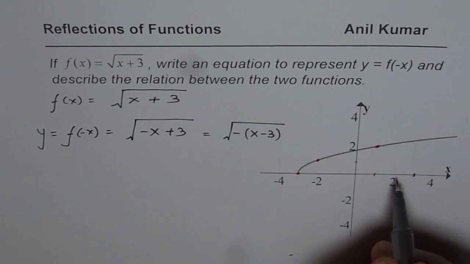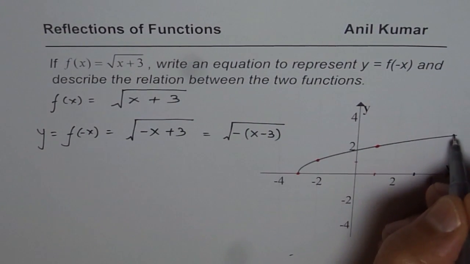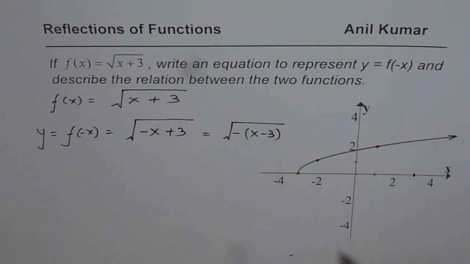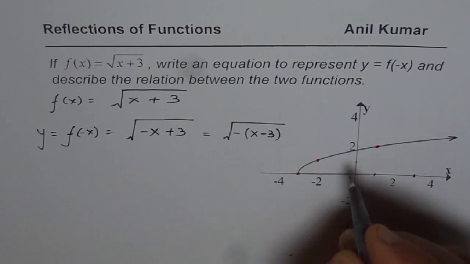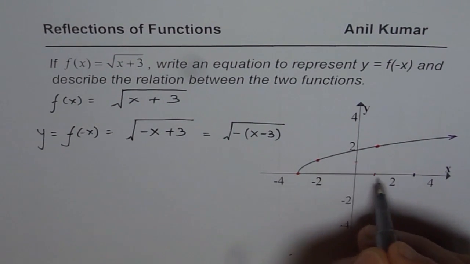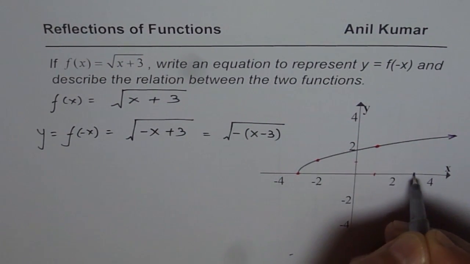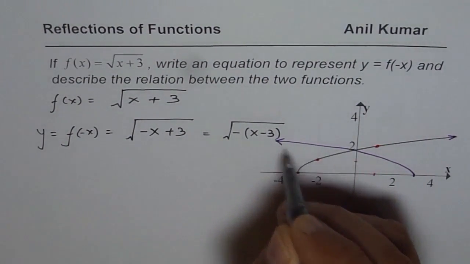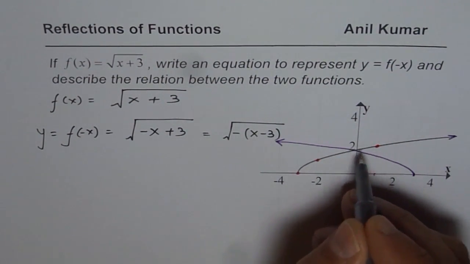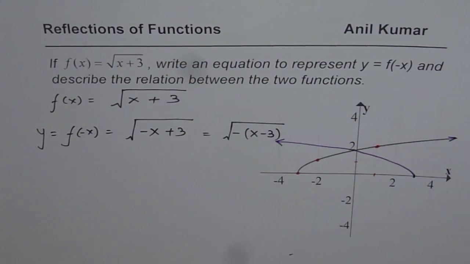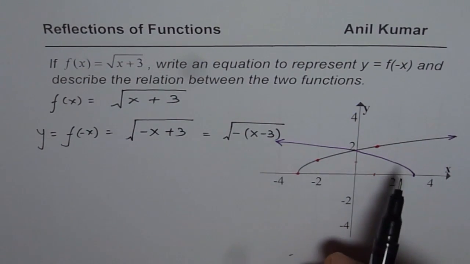So basically what really happens is that the whole curve for the given function f(x) actually gets reflected, right? So we get a square root function which is reflected on the y-axis. So what we observe is that each point on the given function is reflected on the y-axis. Correct? That is what we observe. You can very clearly see.